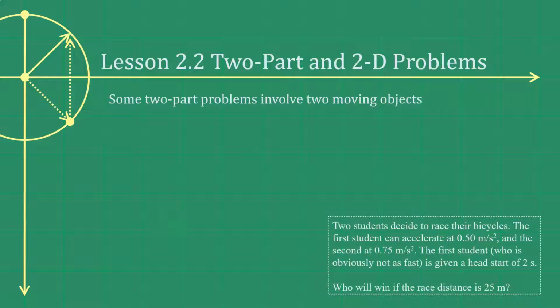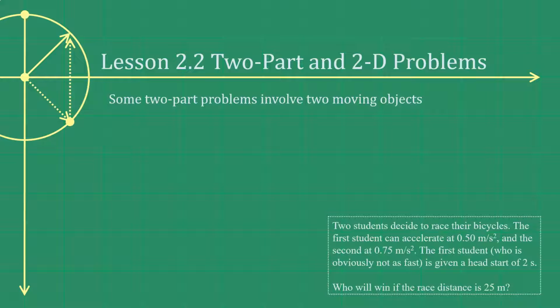Now, just like many physics problems, there are multiple ways to solve this problem. One way I could do this is find out how long it takes the first student to get to 25 meters, how long it takes the second student to get to 25 meters, and then the one that takes longer loses the race. That's an option.